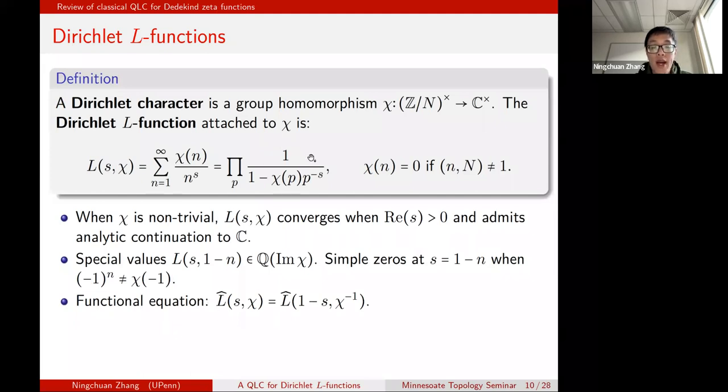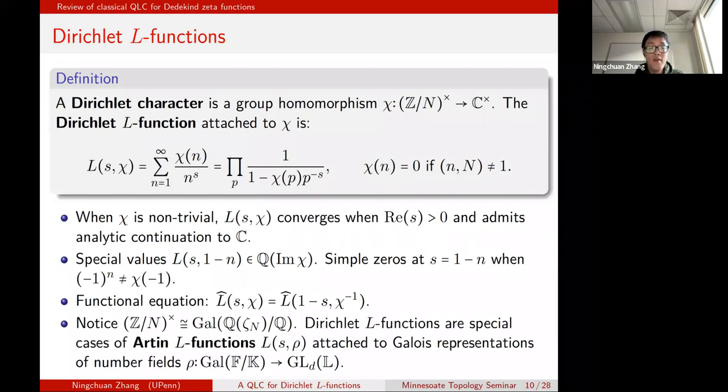Again, we have to add some extra Euler factors to make this mirror symmetry work, but it's not exactly mirror symmetry in this case because we also need to invert the character to make this functional equation work. And notice this sigma cross is the Galois group of the N-th cyclotomic extension of the rational numbers. So Dirichlet characters are basically abelian Galois representations. And Dirichlet L-functions are indeed special cases of Artin L-functions attached to Galois representations of number fields, where F, K, L are all number fields.